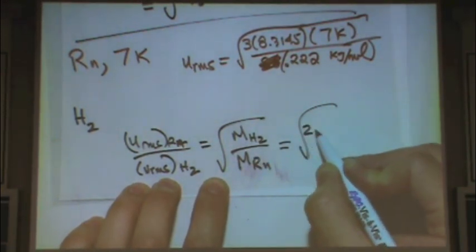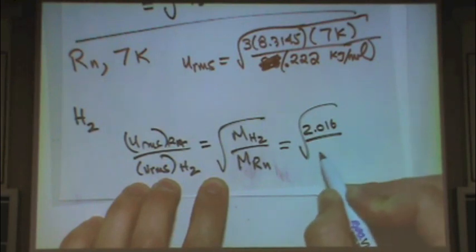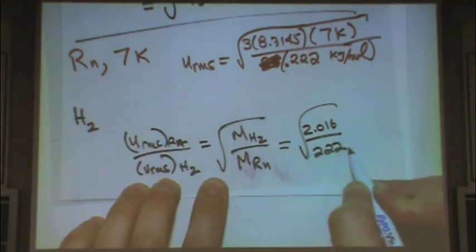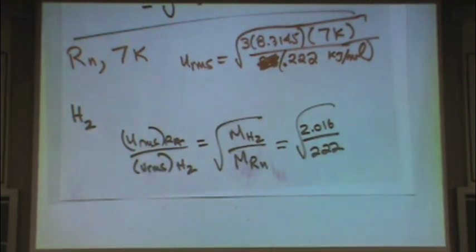The molar mass of H2, that'd be 2.016. And for this one, 222. Okay? And then you would just calculate that number. This number would be less than 1 because the velocity of radon is in the numerator. So it has to be a number less than 1.